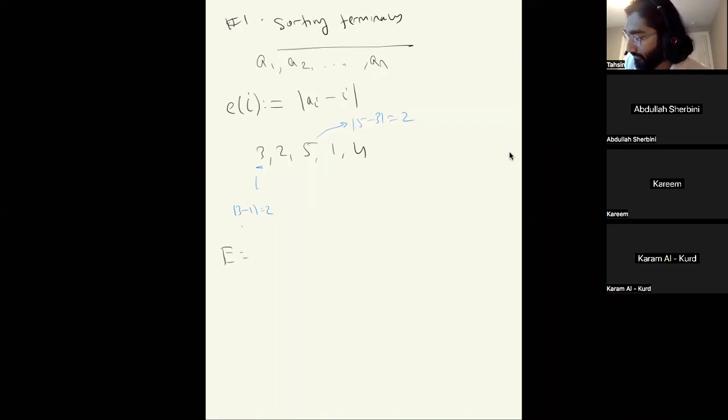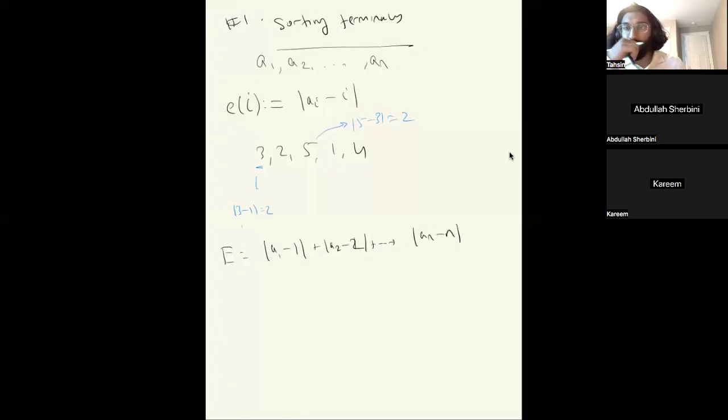Maybe a capital E is like the sum of |A_i - i|. Okay, so what's the concern with this solution? I think sometimes the sum won't decrease. So sometimes it won't decrease, right? So let's maybe come up with an example.